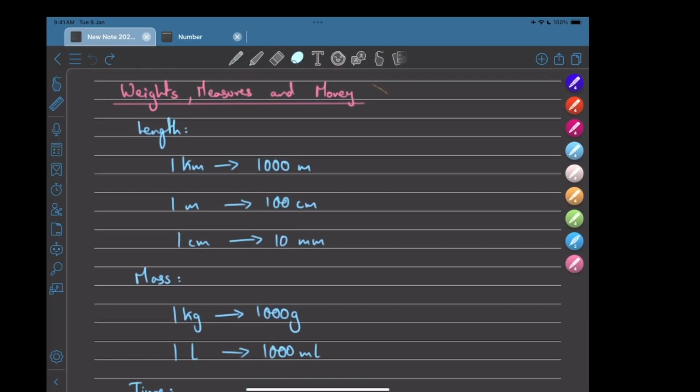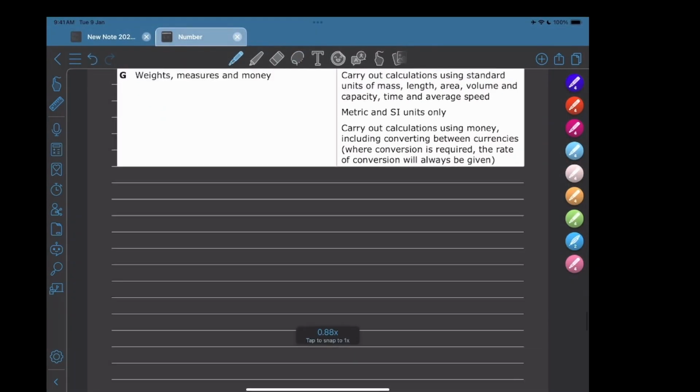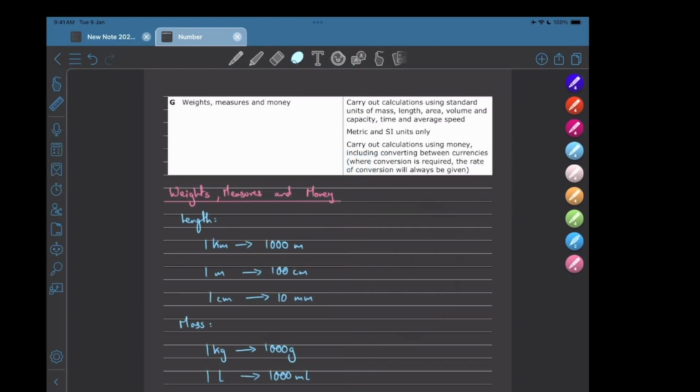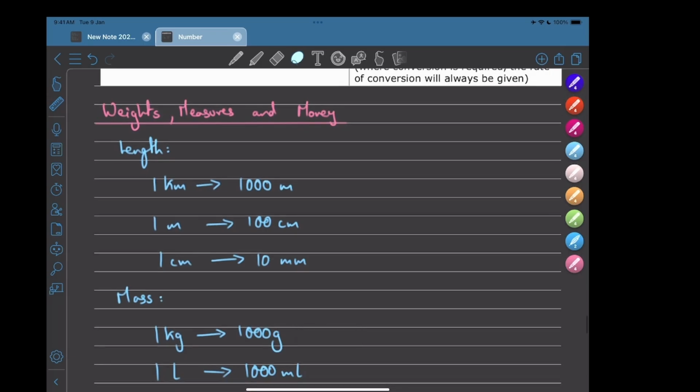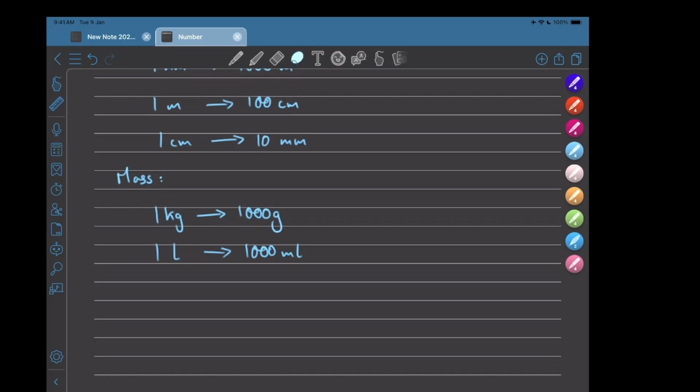So the first thing is, let me just copy. All right. The first one is length. You will have 3 specific ones: kilometer, meter and centimeter. That's it. You will not have anything more than that. 1 kilometer is equal to 1000 meters, 1 meter is equal to 100 centimeters, and 1 centimeter is 10 millimeters. You must just know these conversions, because you will get those kinds of questions in your paper. And for the mass, you must only know 2 specific ones.